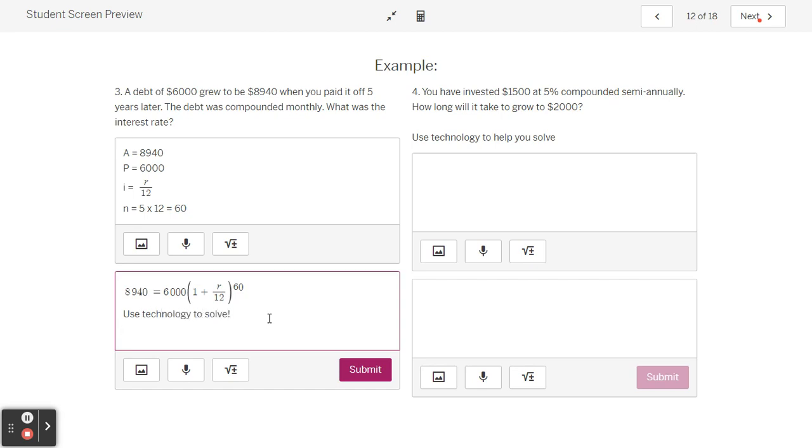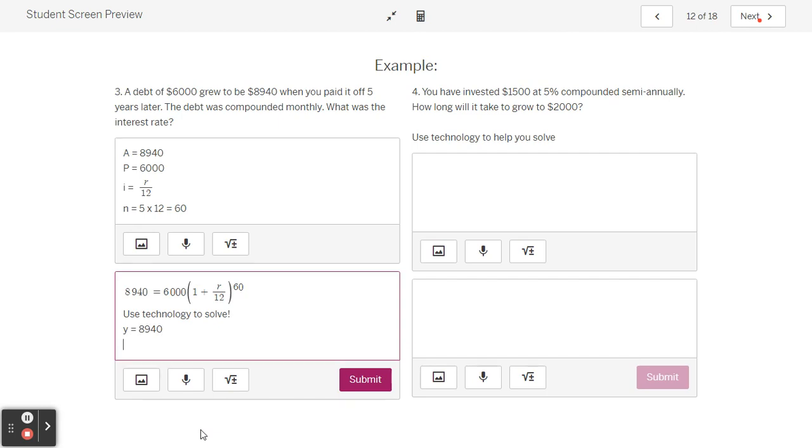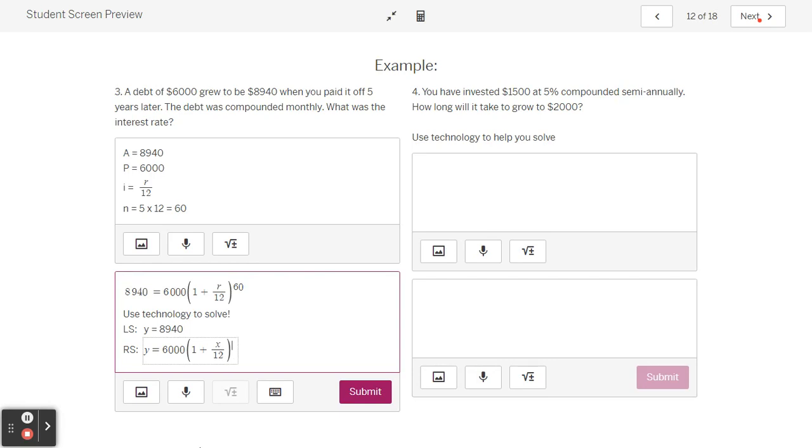So if I'm using technology to solve an exponential equation, we know that for equations, we can make two separate equations, enter them into a graphing calculator, and where the two graphs intersect, we'll have our answer. So the left side of the equation is y equals 8940. For the right side, 6,000 times (1 plus x over 12) raised to the power of 60.